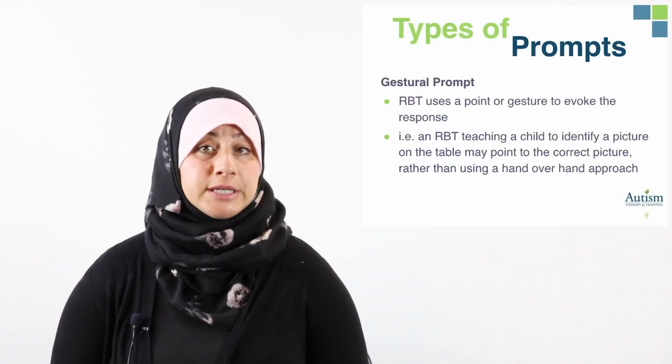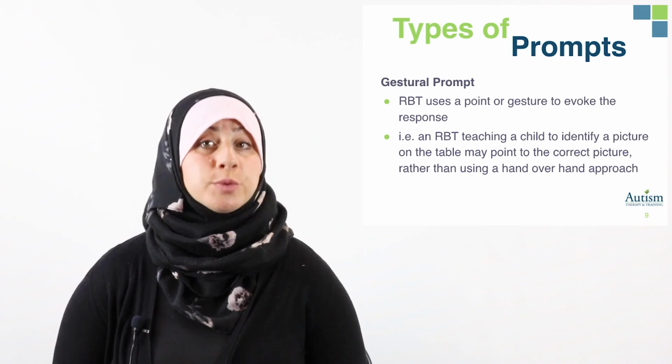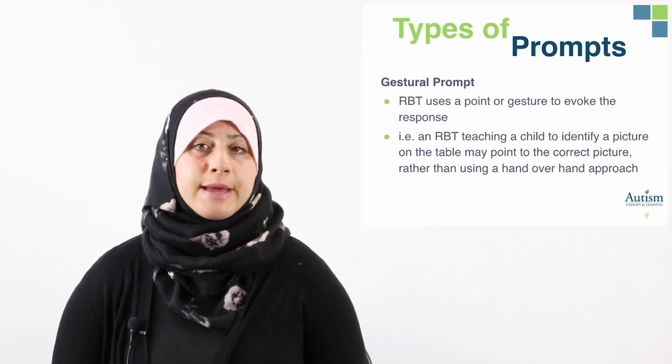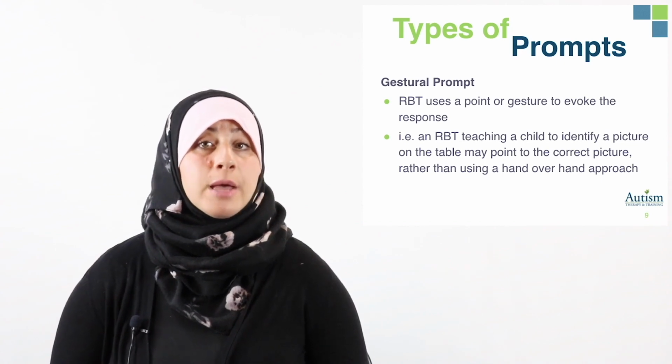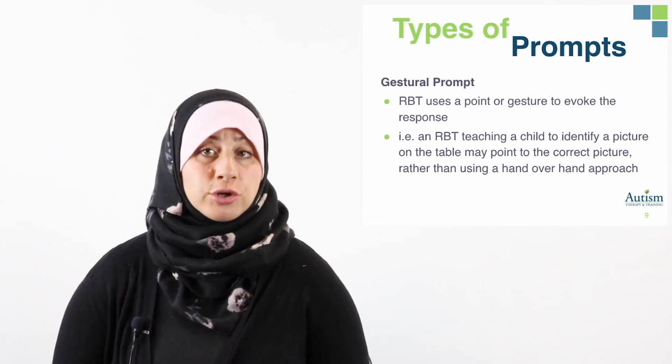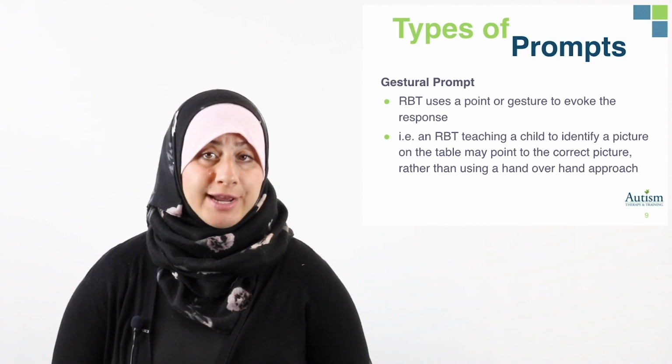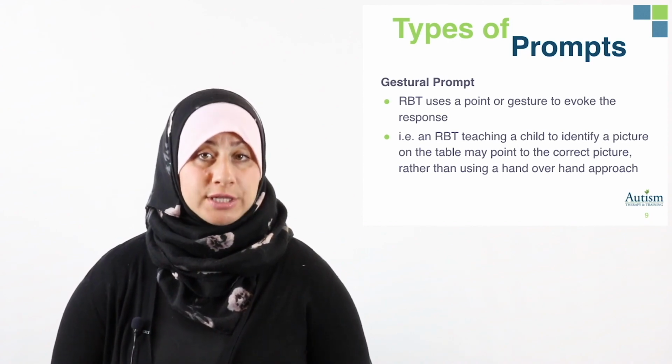This is when the RBT uses a point or a gesture to evoke the response. For example, an RBT teaching a child to identify a picture on the table may point to the correct picture rather than using a hand-over-hand approach. Let me demonstrate this one for you as well.